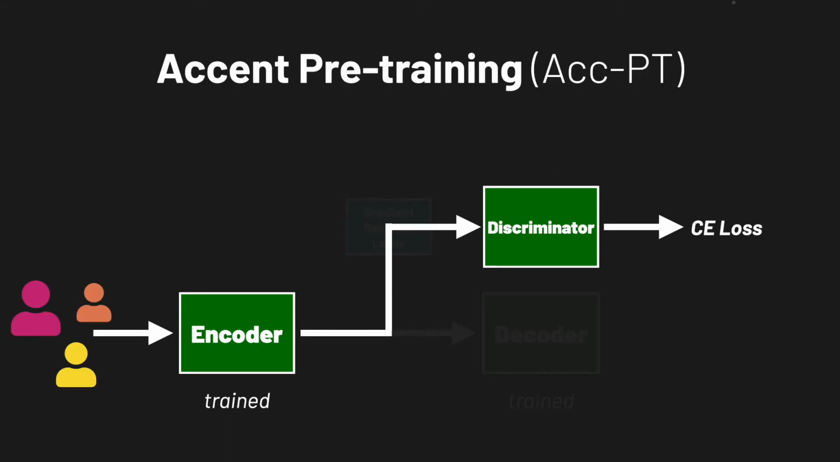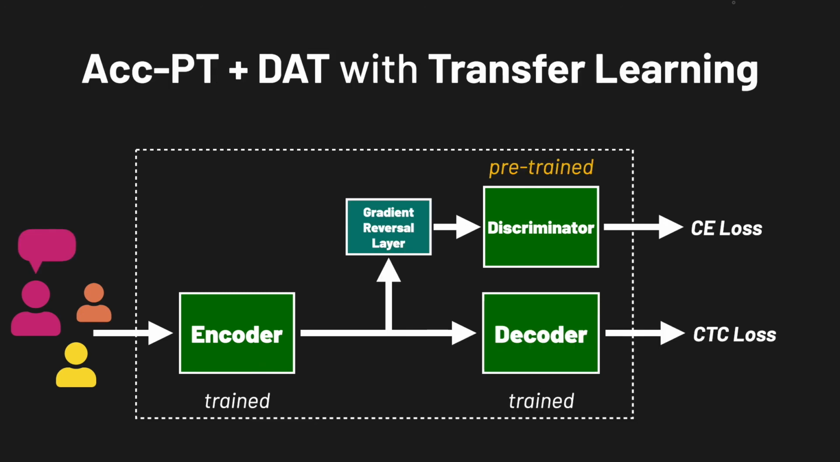Hence, our key idea in this work is to perform accent pre-training of the discriminator. In order to do this, we first drop the decoder and the gradient reversal layer. We then freeze the encoder and only train the discriminator using cross-entropy loss. Note here that we don't require any speech annotations in this step since there is no CTC loss. We only need the accent labels for the speech. Finally, we perform DAT jointly with the trained encoder and the decoder with the now pre-trained discriminator.